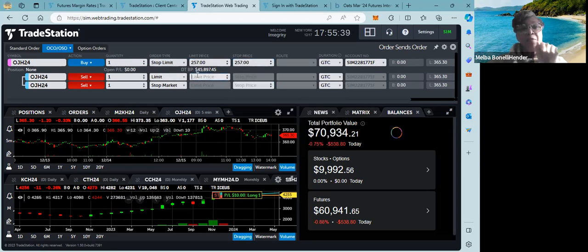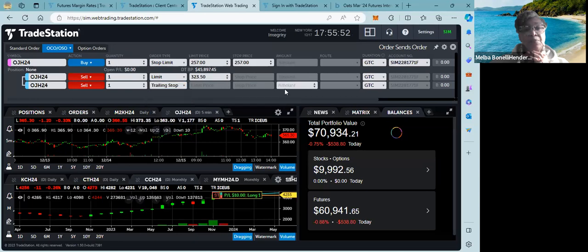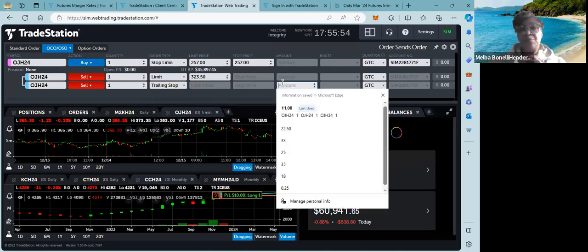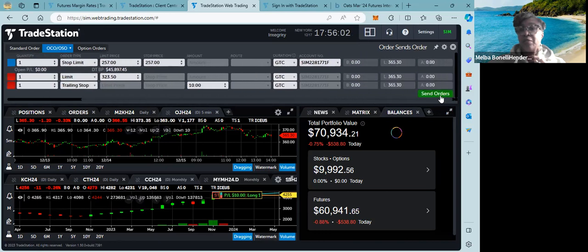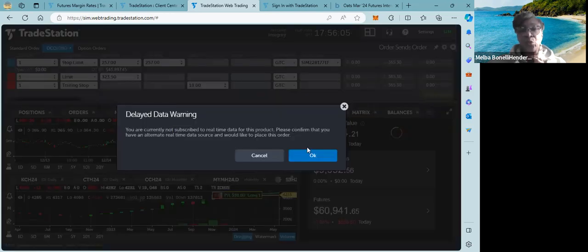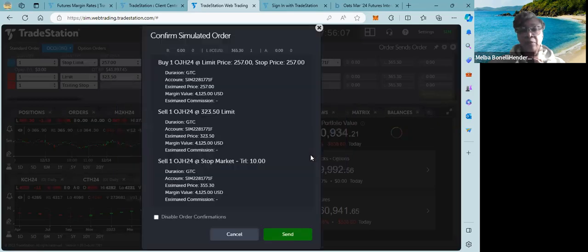And then down to your limit order, which is your exit. Our exit is 323.50. So you're going to put that number in there. And then next, you're going to set your trailing stop. And the amount is 10. And move your screen over so you can see the trade button. Yep. So click send orders, press OK.